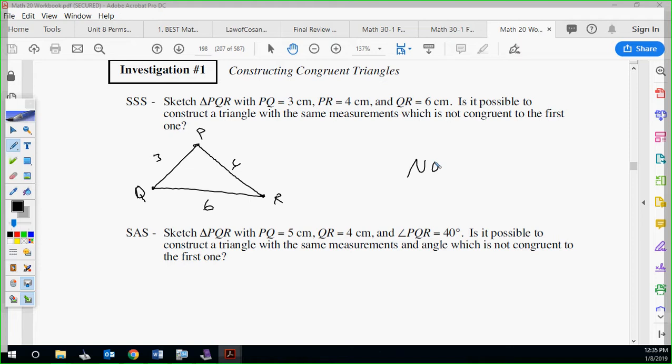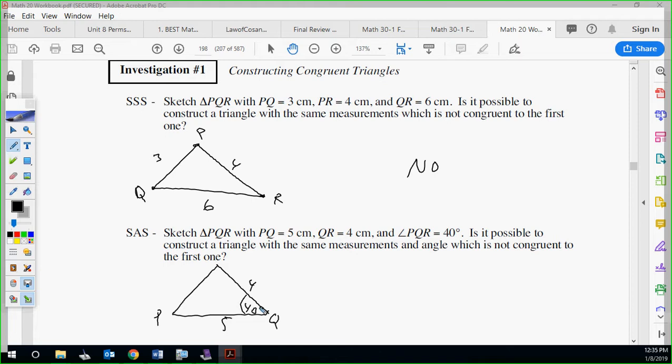Side, angle, side. So let's look at side, angle, side. So in triangle QPR, PQ is 5. This time it went this way, PQ, that's 5. We don't know PR. We know RQ is 4, and we know the angle measure here is 40. That's the information they give us in the question. Now, sketch that. We sketched it. Is it possible to show a triangle of the same measurements not congruent to that one?